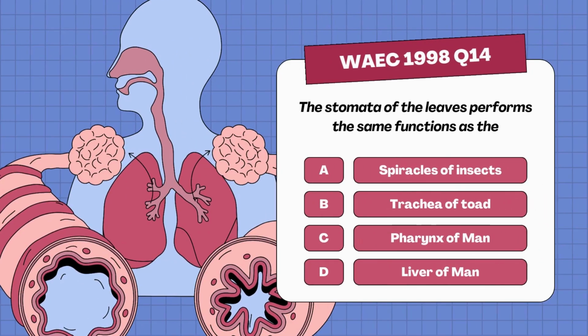Next, question 14 from 1998. The stomata of the leaves perform the same function as the A. Spiracles of insects, B. Trachea of toad, C. Pharynx of man, and D. Liver of man. Pick your answer from the options. The correct option is option A, spiracles of insects. Both the spiracles of insects and the stomata carry out gaseous exchange, allowing oxygen to enter and carbon dioxide to be expelled.